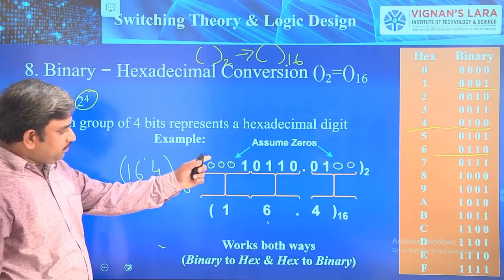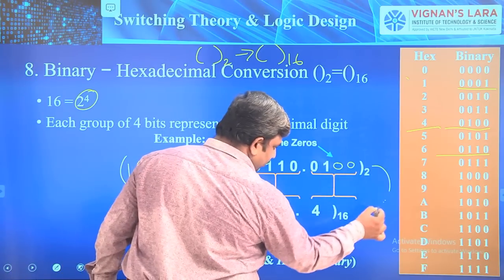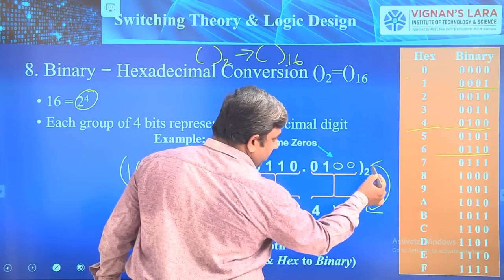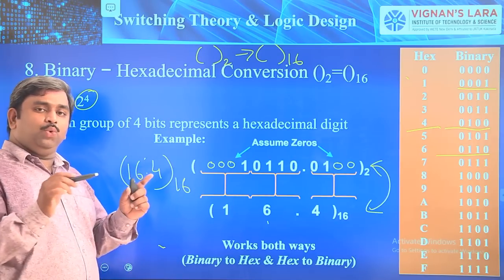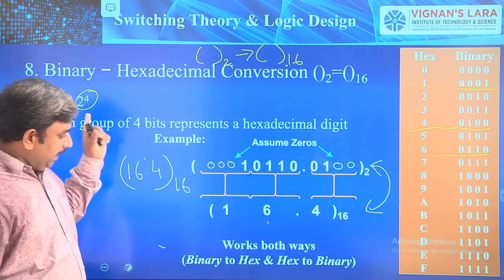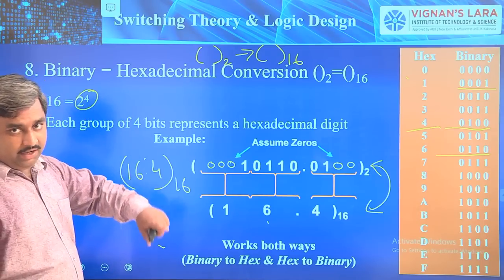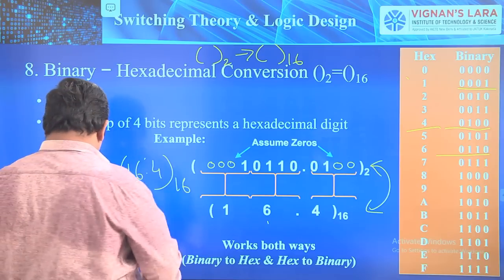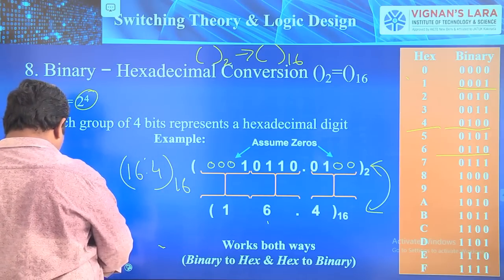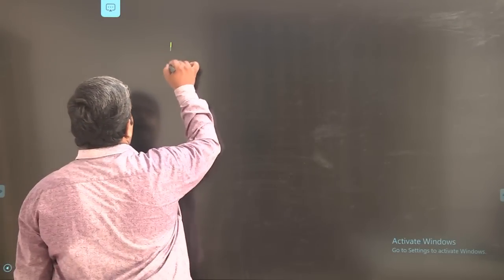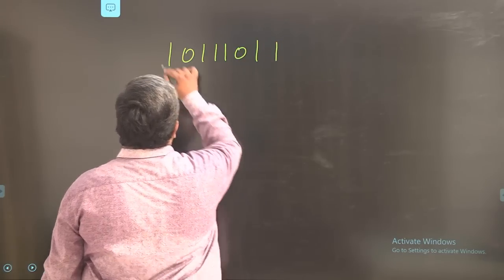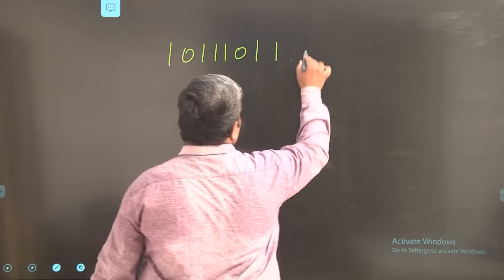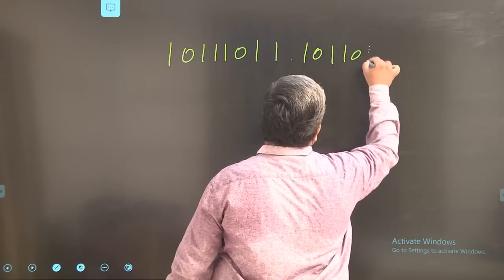You can convert from binary to hexadecimal and hexadecimal to binary. The same type of conversion can be used for hexadecimal to binary and binary to hexadecimal. So this is the conversion technique. We will take one more example now. For example, I have 1 0 1 1 0 1 1 dot 1 0 1 1 0 1 0.